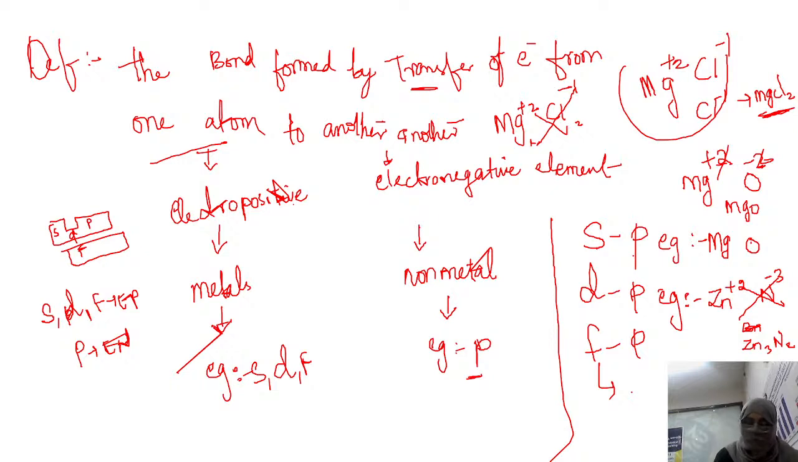So I hope you got the definition as well as the way of making formulas and many examples of ionic compounds. I hope it is clear. So the ionic compound definition is finished. Now the next thing we have is properties of ionic compounds. IC, short form, ionic compounds or ionic bond properties.